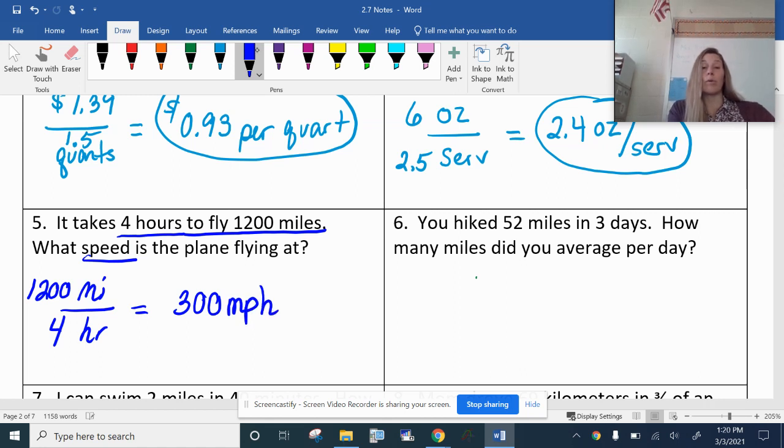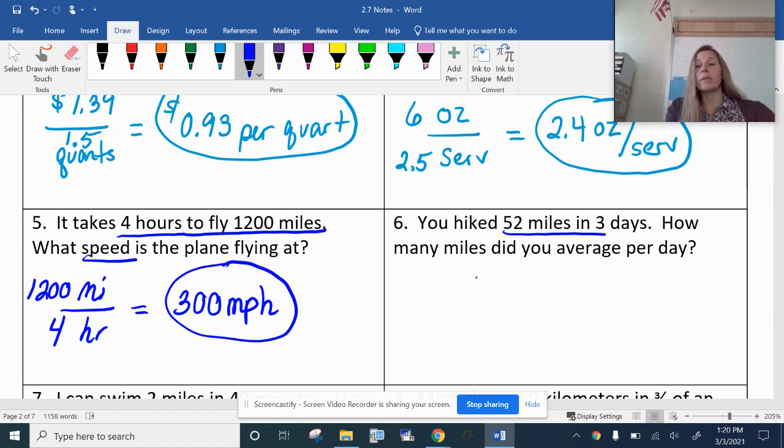Now, this is another example of how you could abbreviate those units. We could have written the word miles, the word per, P-E-R, the word hours. We could have done M/H, or in this case, MPH, indicating miles per hour.